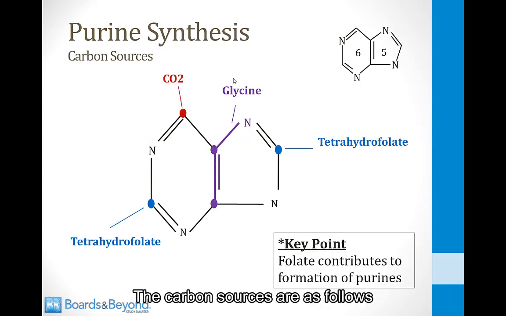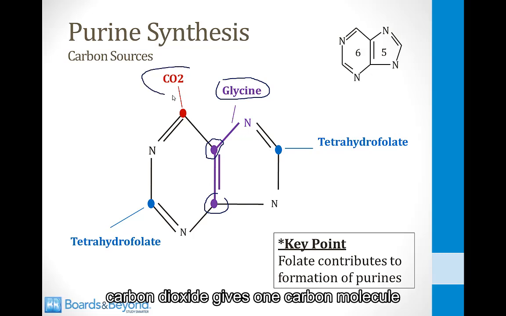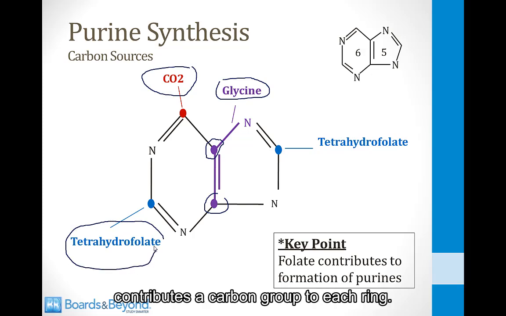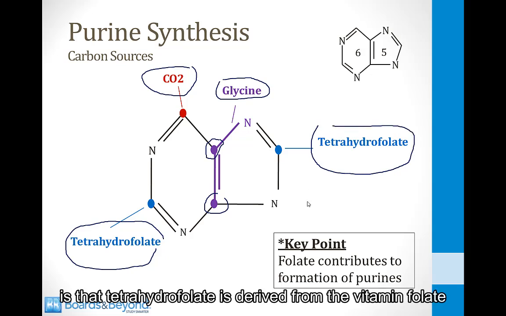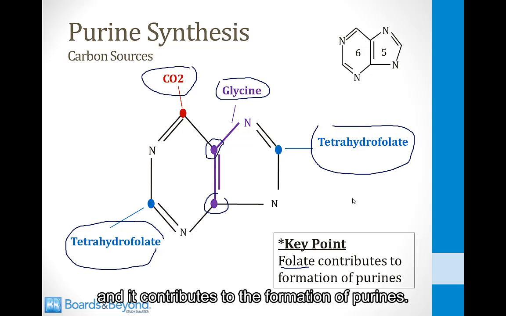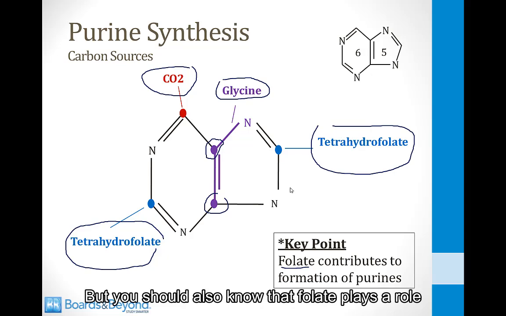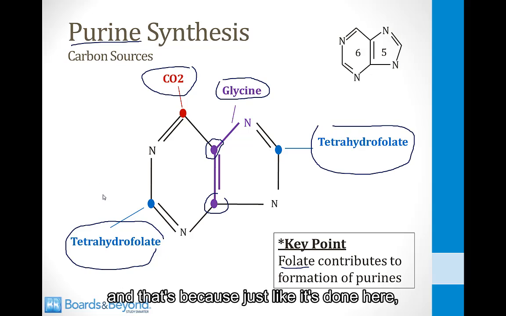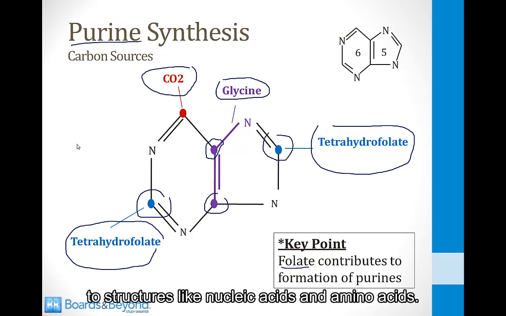The carbon sources are as follows, just like I said before. Glycine gives these 2 carbons right here in the middle. Carbon dioxide gives 1 carbon molecule to the large 6-member ring. And then tetrahydrofolate contributes a carbon group to each ring. A key point here is that tetrahydrofolate is derived from the vitamin folate, and it contributes to the formation of purines. We'll talk in the pyrimidine module on how folate is very important for making the nucleotide thymidine, but you should also know that folate plays a role in synthesizing the purines as well. Folate is often called a single carbon donor, and that's because just like it's done here, it often donates a single carbon to structures like nucleic acids and amino acids.